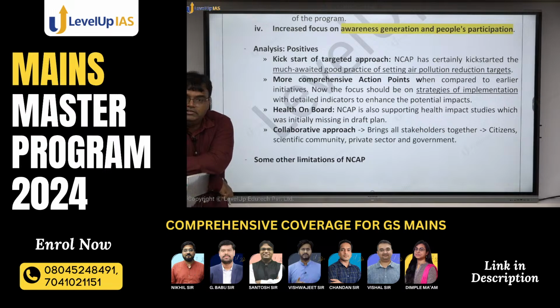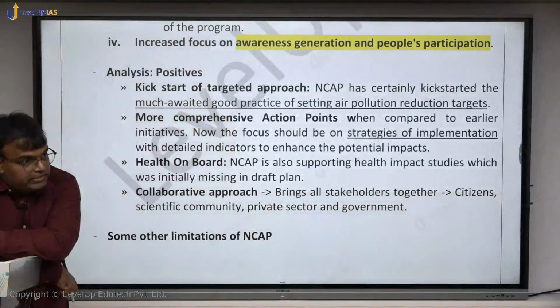This is a comprehensive action plan. It's taking care of every aspect. Every aspect means it's taking care of planting of trees, it's taking care of e-vehicle, it's taking care of public transport, it's taking care of awareness, it's taking care of infrastructure, it's taking care of R&D, it's taking care of monitoring station, it's taking care of setting up of institution, it's taking care of every aspect which is needed to fight against air pollution.